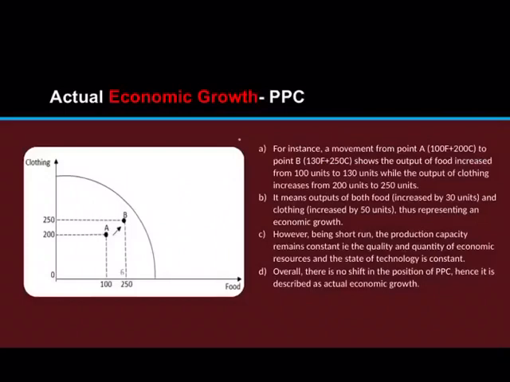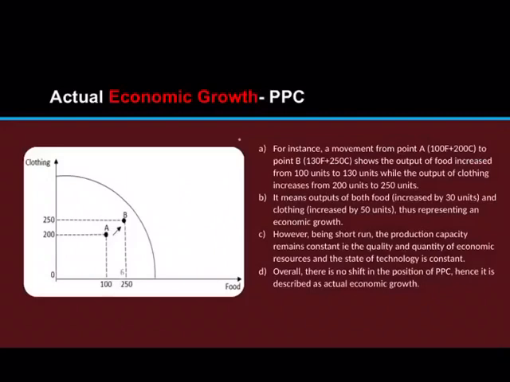Like for example, there's a movement. How can we know that? By looking at the diagram here, you can see there's a movement in points from point A to point B. For instance, the movement from point A to point B shows an increase in the production of both goods, clothing and food. Last time the country was probably producing at point A, which is about 100 units of food and 200 units of clothes. Now, using the same amount of resources, the country can produce a little bit more.